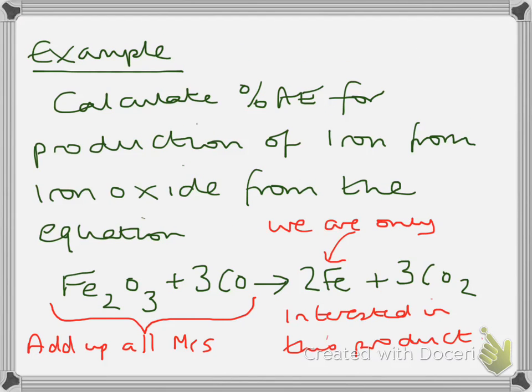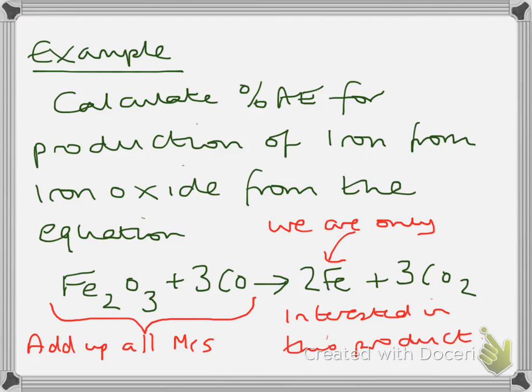Okay, an example. Calculate the percentage atom economy for the production of iron from iron oxide from the following equation. So we've got Fe2O3 plus 3CO goes to 2Fe plus 3CO2. We are only interested in the Fe as the product, and we're interested in everything on the left-hand side. So I would start off by adding all the Mrs up from the left-hand side. So I'd have Fe2O3 plus 3 lots of CO, add those up.